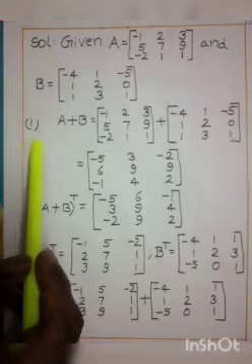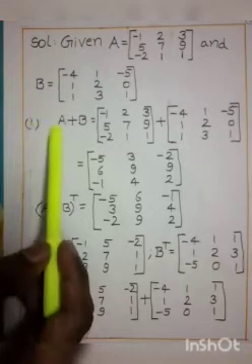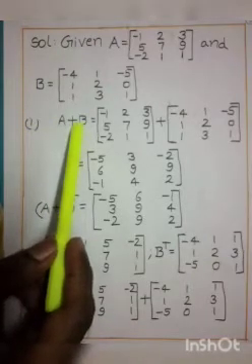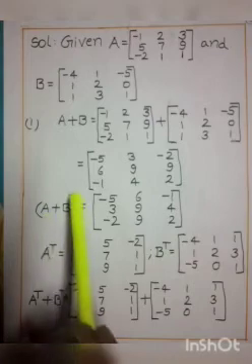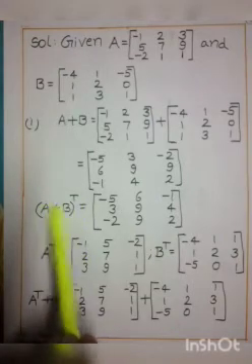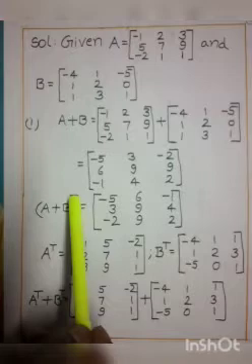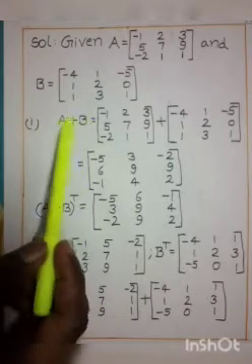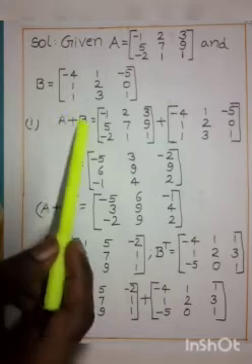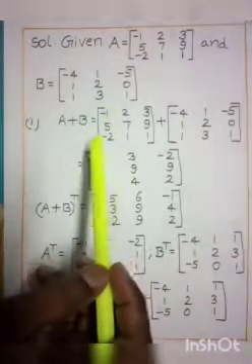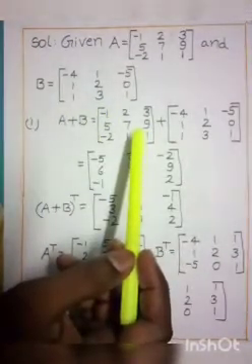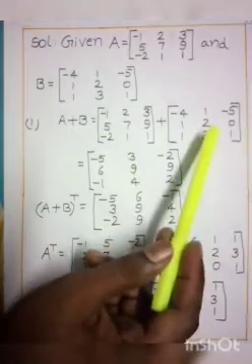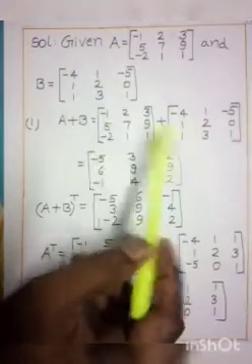Now come to the first part of the question. First we find A plus B, because we have to find A plus B whole transpose. Without finding this, we can't find A plus B whole transpose. That is why we are finding A plus B. It means we have to add matrix A and matrix B. So first I wrote here matrix A, plus here I wrote matrix B. Understood this step, my dear children?